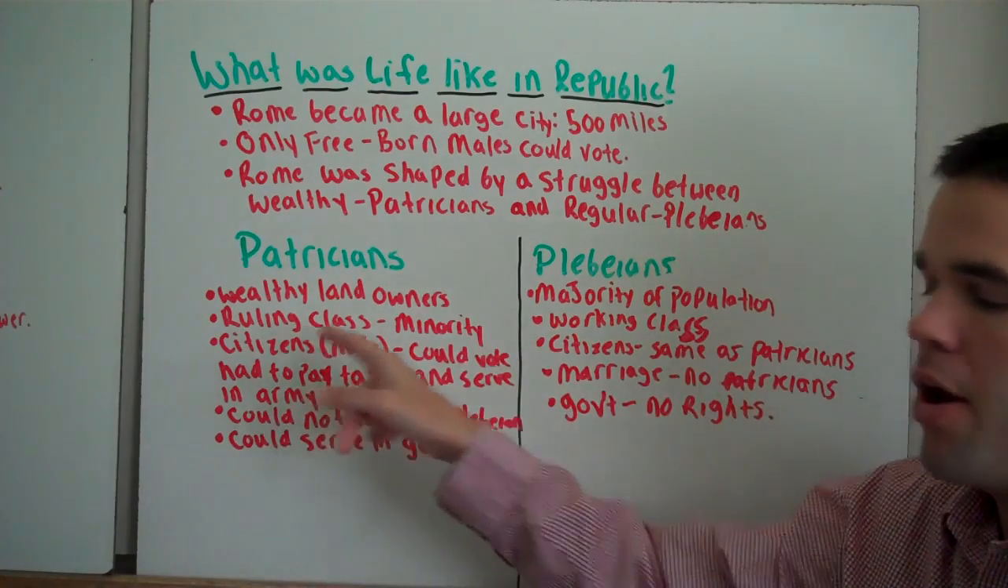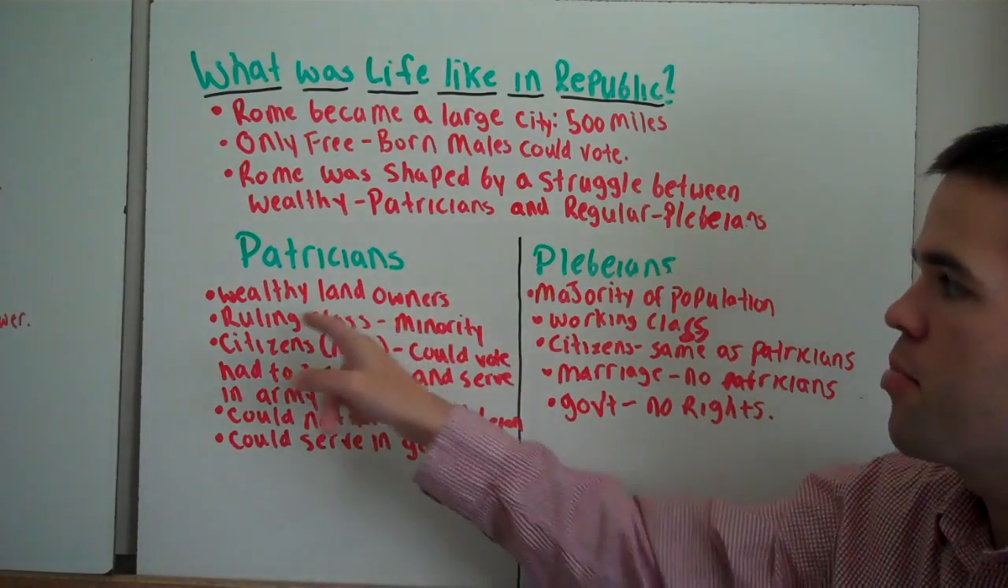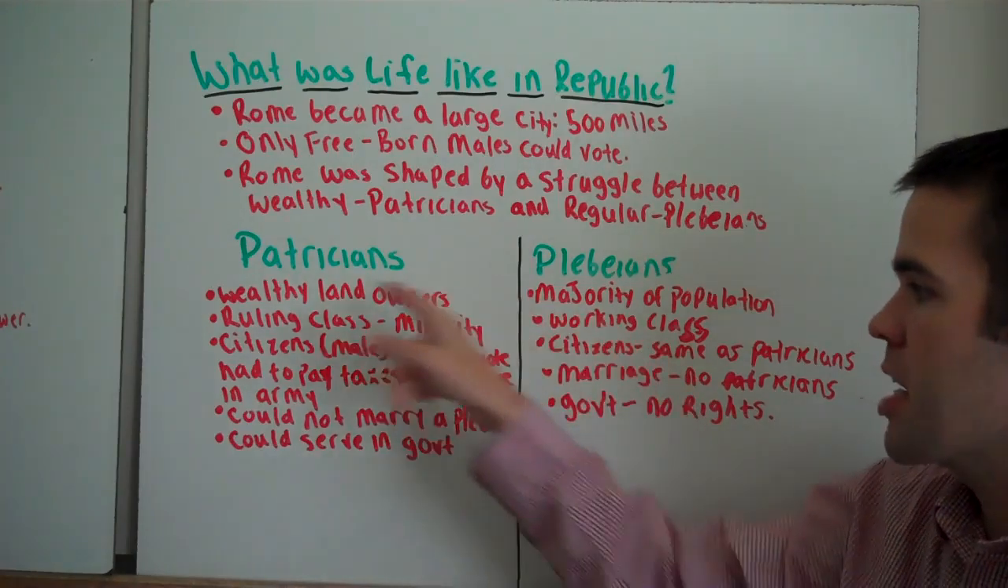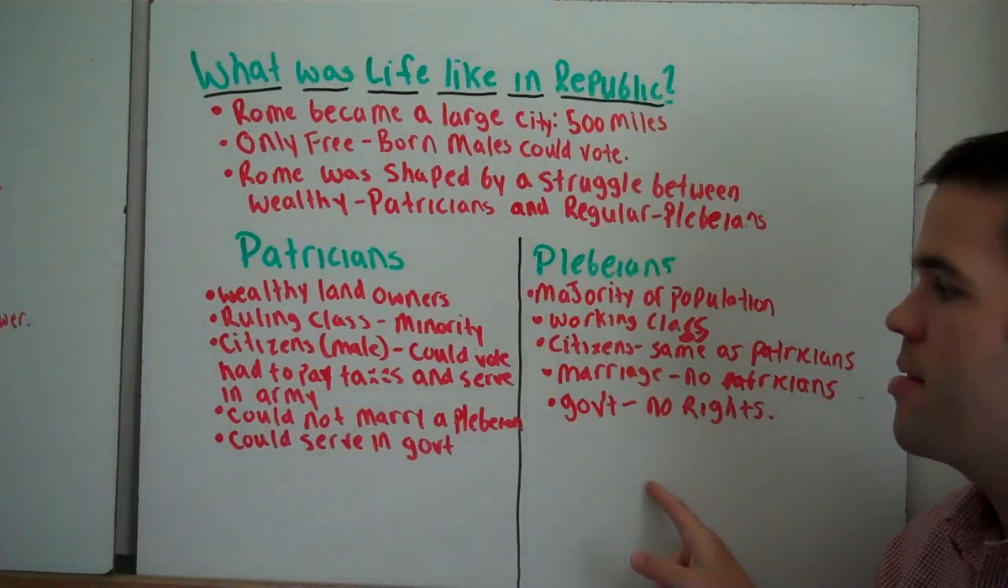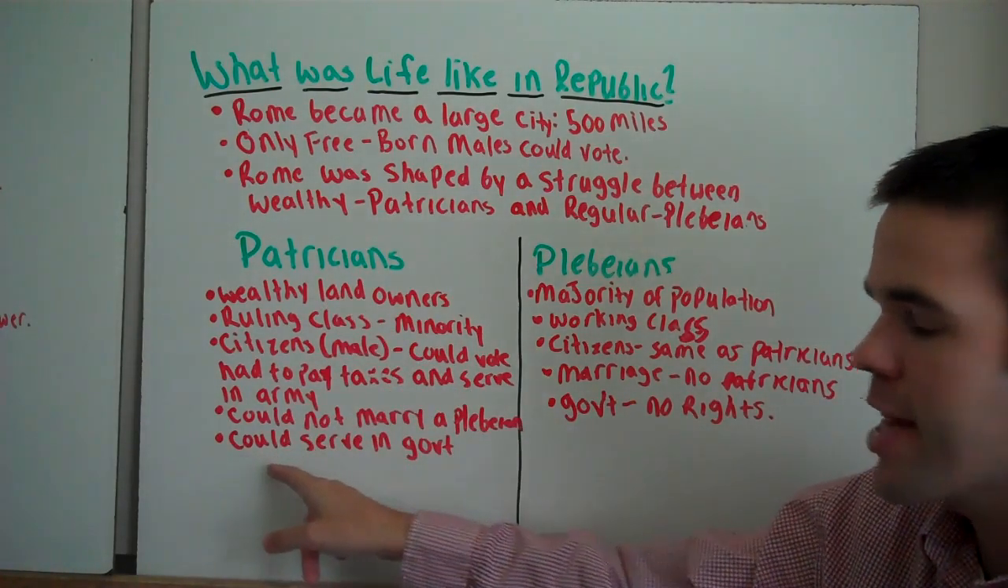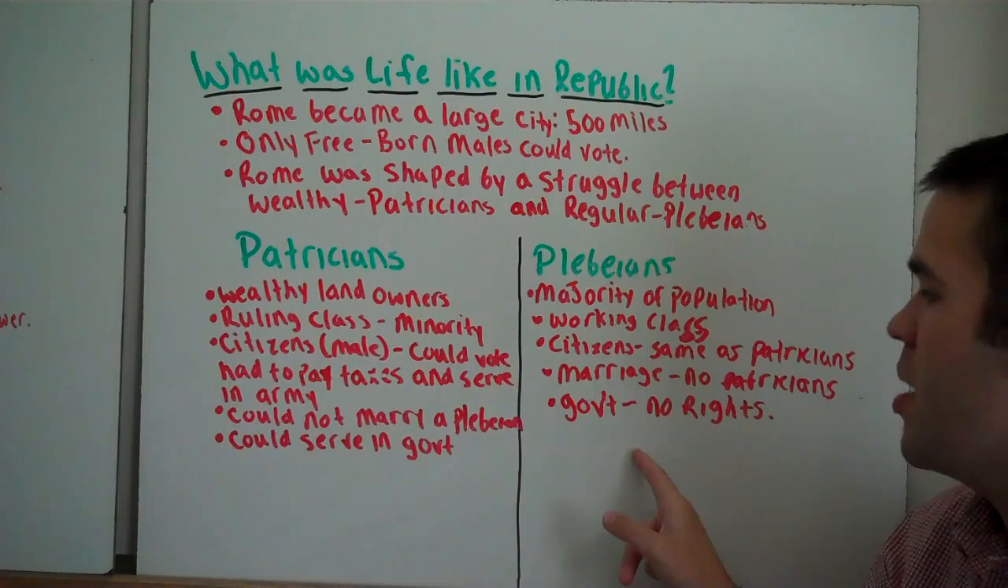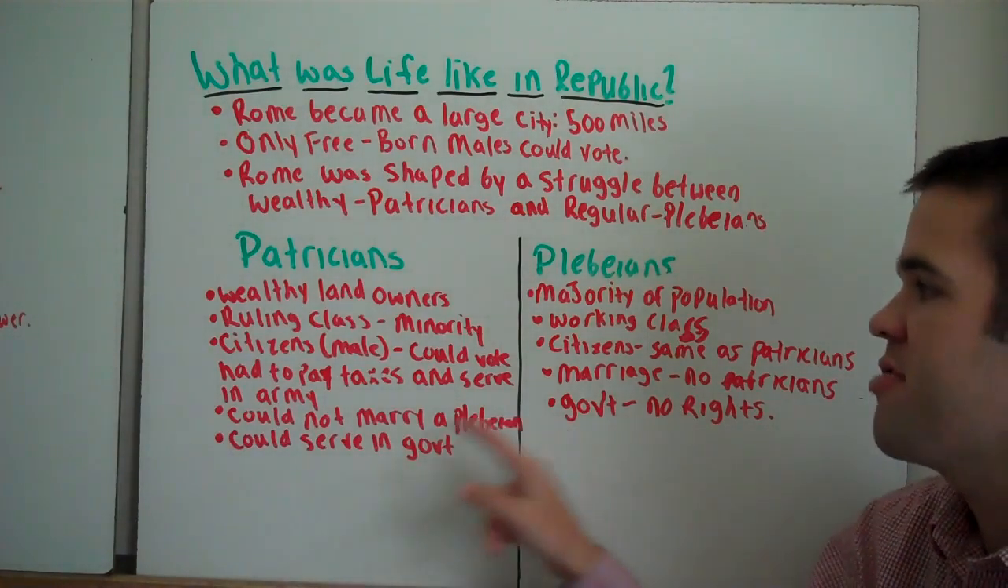Marriage. You could not marry a patrician. Patrician could not marry a plebeian. Plebeian could not marry a patrician. In government, you had no rights. So, patricians ran the government, they could serve in the government. Plebeians had no rights in the government, they could not serve.